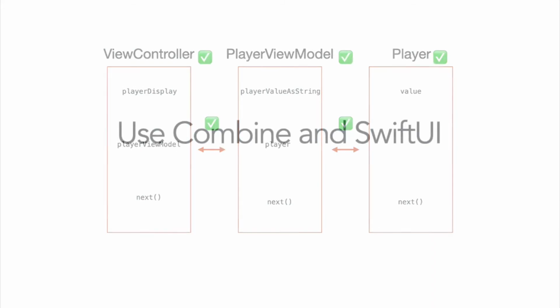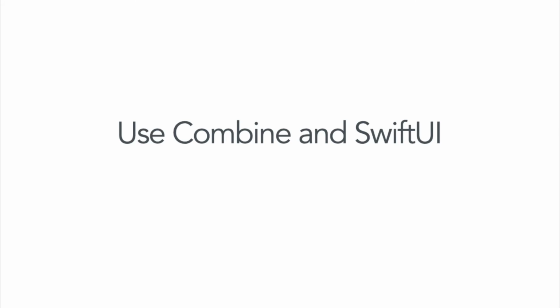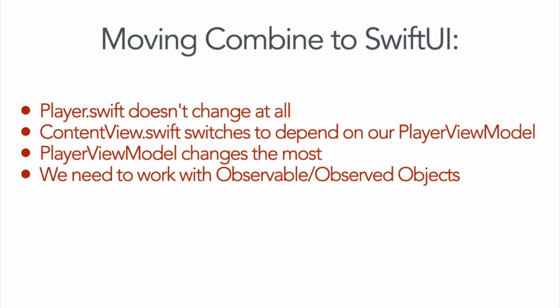Let's use Combine and SwiftUI together. If we move our Combine example to also using SwiftUI instead of UIKit, we don't have to make any changes to Player.swift.